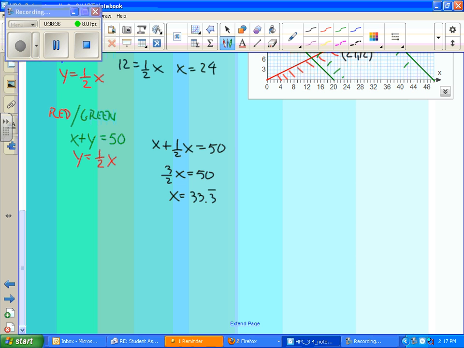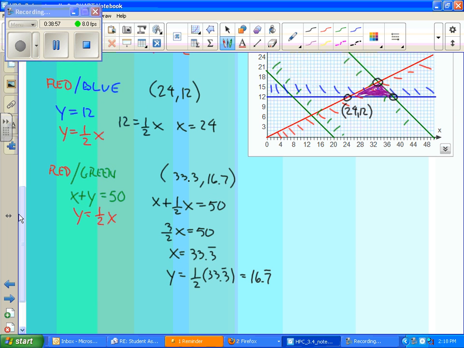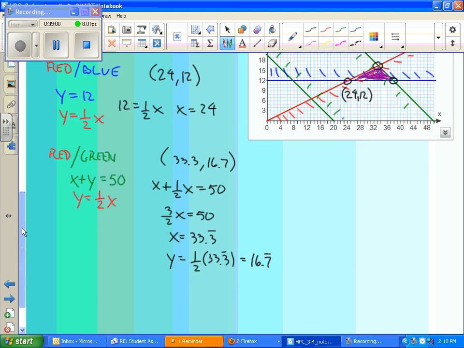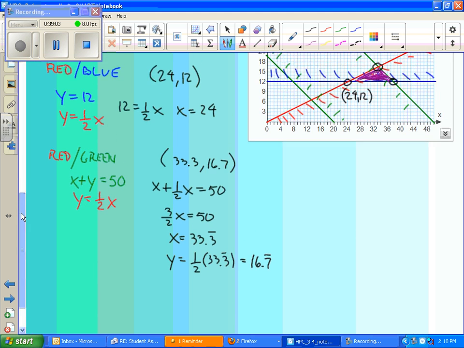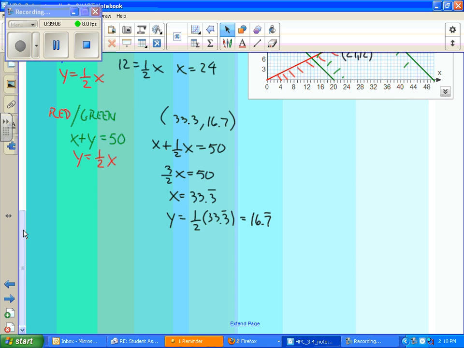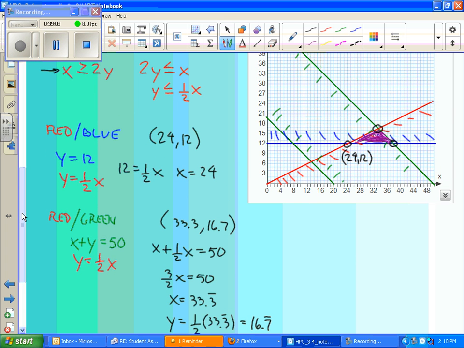And that would mean y would equal 1/2 of 33.3, or 16.7. So that corner point is (33.3, 16.7). We're talking about numbers of people. Well, I can't take 1/3 of a person, or 1/7 of a person. So we'll see what happens, but it's probably not going to be a good one to look at. And then we get the blue and the green.